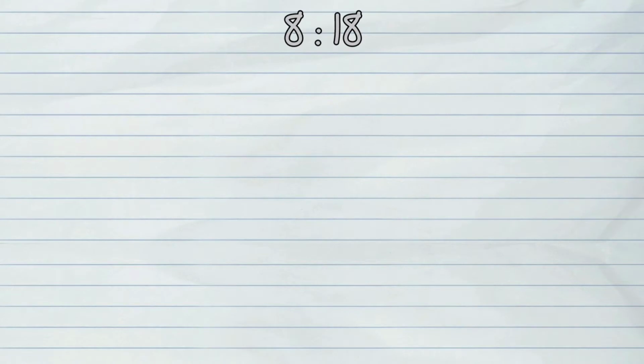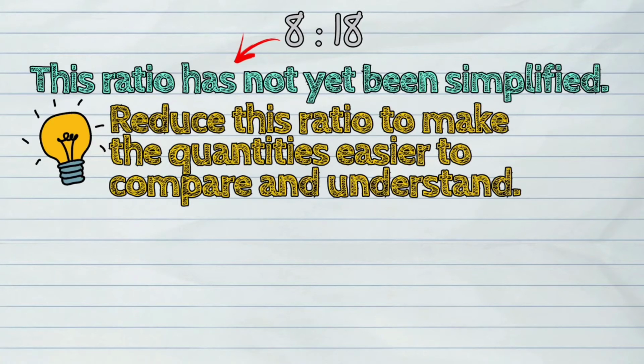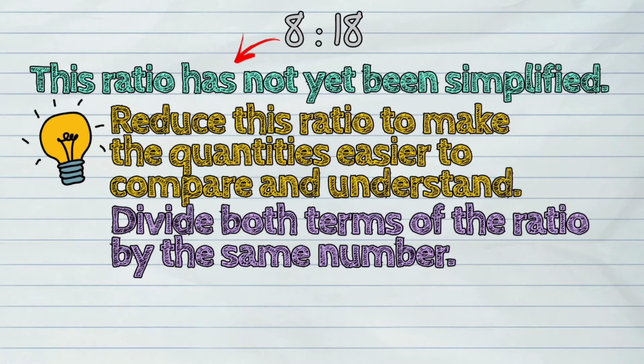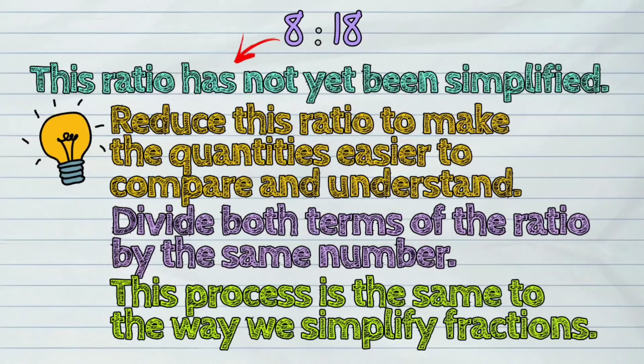Let us take this example. 8:18. This ratio has not yet been simplified. We are now going to reduce this ratio to make the quantities easier to compare and understand. In order to simplify, we will divide both terms of the ratio by the same number. This process is the same as the way we simplify fractions.